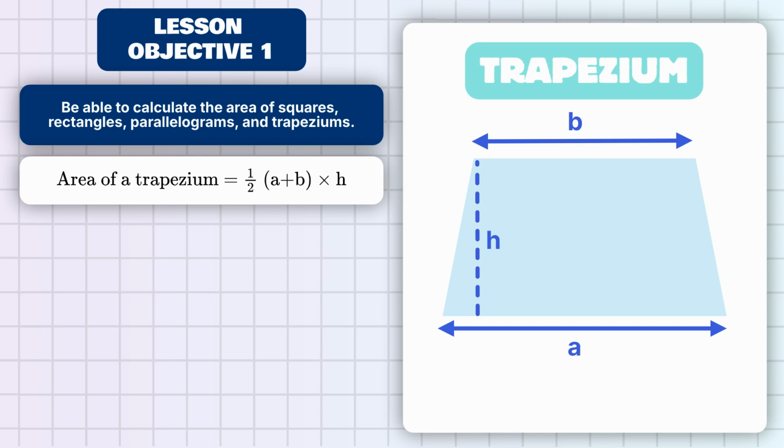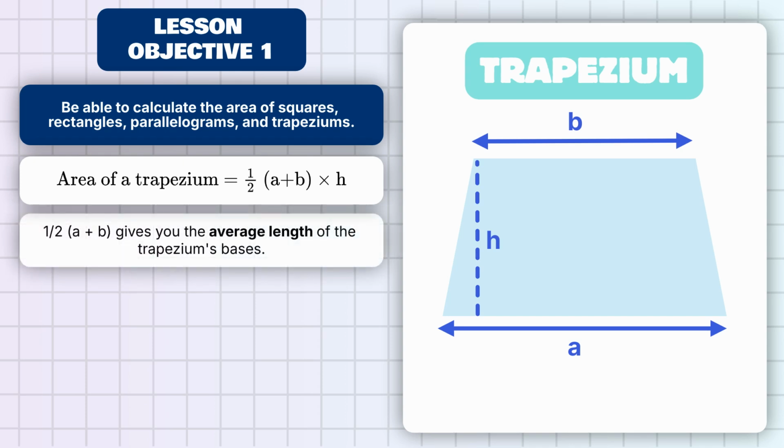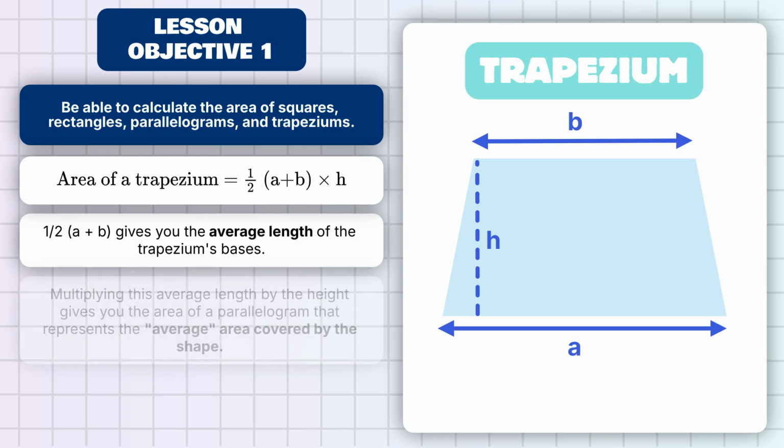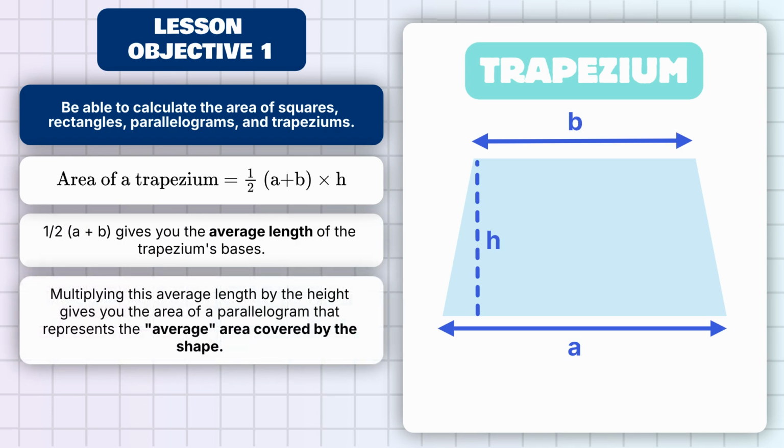If you take the average of the two parallel sides by doing a plus b divided by 2, you get the average length of the two bases. Multiplying this average length by the height gives you the area of a parallelogram that represents the average area covered by the shape. To visualize this, you can imagine breaking the trapezium into a rectangle and 2 triangles. By doing so, you can see that the area calculation borrows from the principles used for rectangles and triangles.